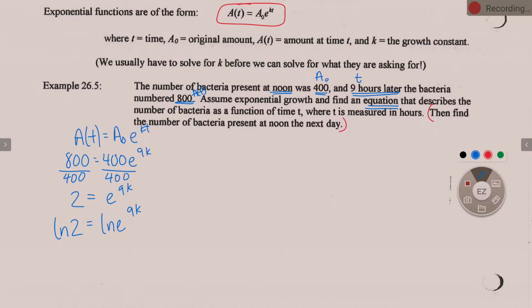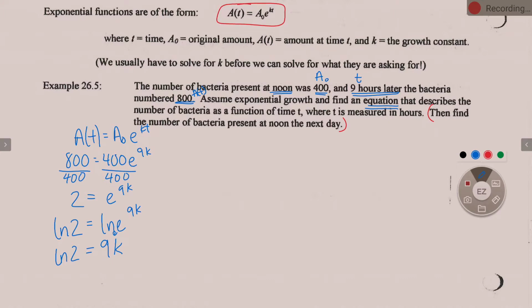We don't want to go back to saying 2 equals e to the 9K because then we're still stuck with how we solve this. What you need to remember here is that natural log is base e. And since that's base e and that's e to the 9K, it's just 9K. Does that sound familiar? So you end up with 9K equals natural log of 2.